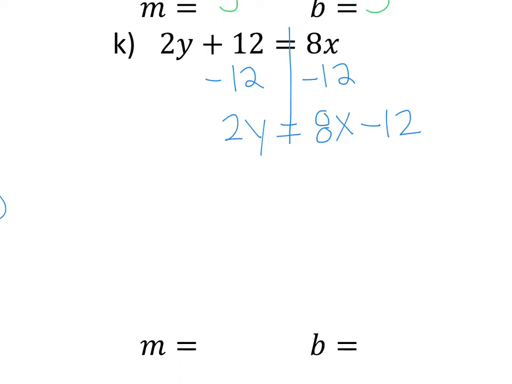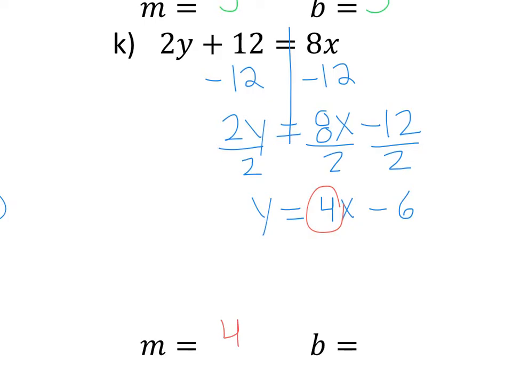I have 2 times y. To get rid of that, I need to divide by 2, which means I need to divide every term by 2. So I have y equals 8x divided by 2 is 4x minus 12 divided by 2 is 6. Our slope is 4. The y-intercept is negative 6.